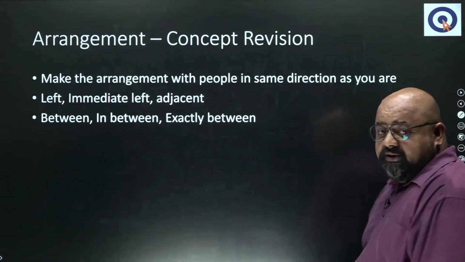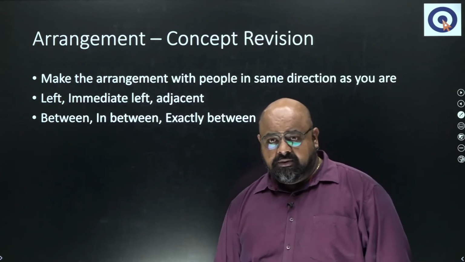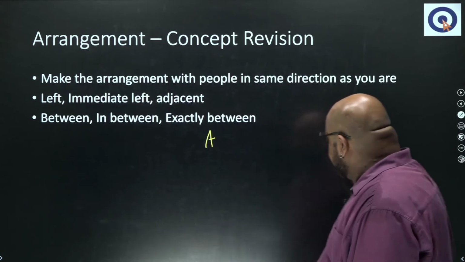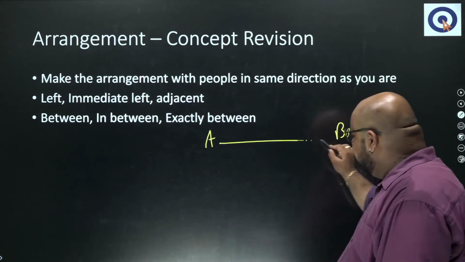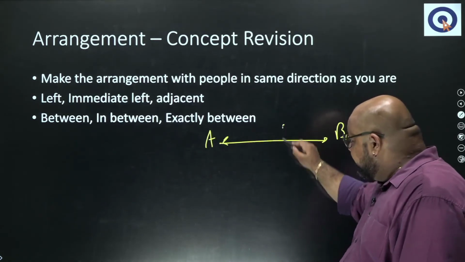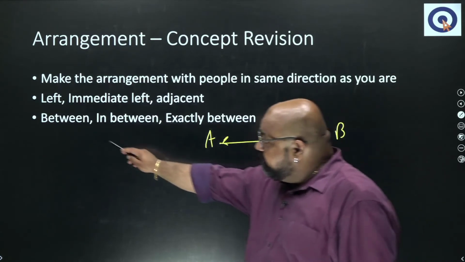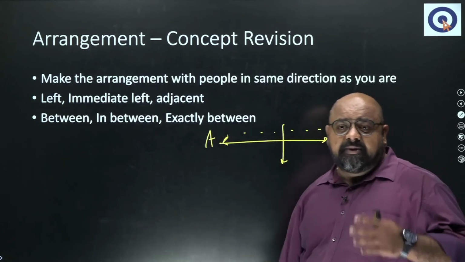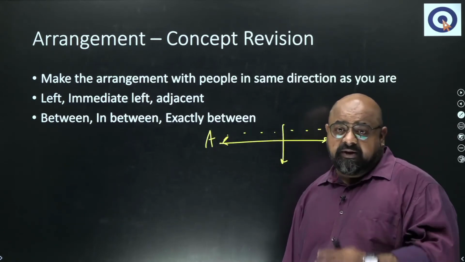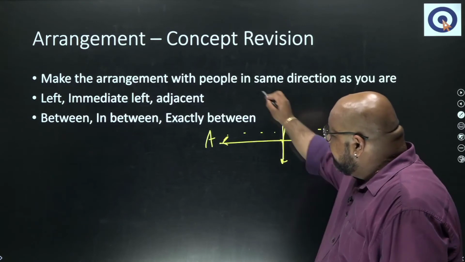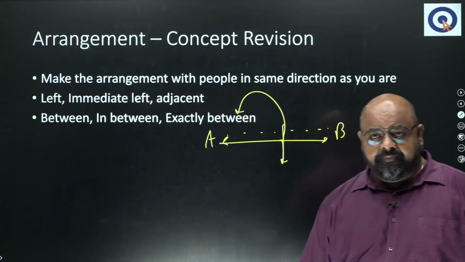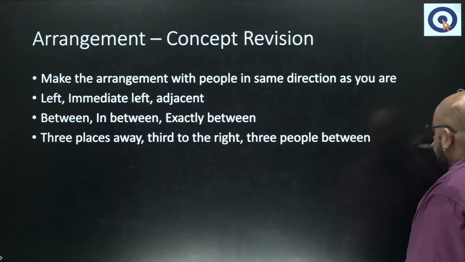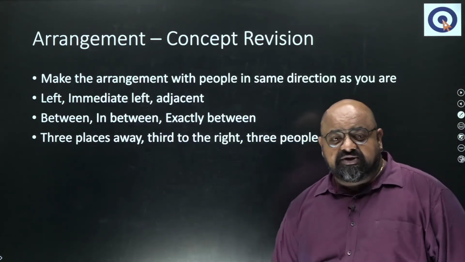Similarly, the words between and in between. When I say C sits between A and B, everything from here to here is between. Does not have to be the exact center. For both between and in between, any point in this continuum could be between and in between A and B. The exact center will be referred to by exactly between. We will look at these terms very quickly in the question as well.